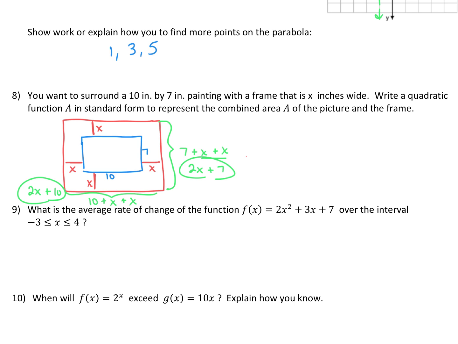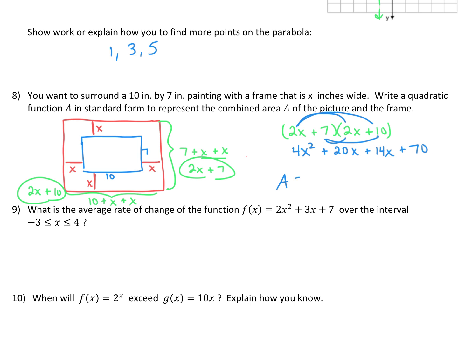All right, so length times width, we're just going to multiply those together. 2X plus 7 times 2X plus 10. You can multiply this with a box, or you can distribute. I'm going to distribute quickly. 2X times 2X, we multiply the 2's and get 4, and when you multiply x's, you get x squared. Then we have 2x times 10 is 20x. Now we have to distribute the 7. 7 times 2x is 14x, and 7 times 10 is 70.